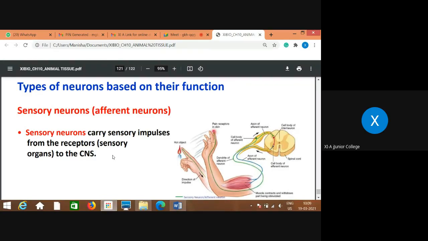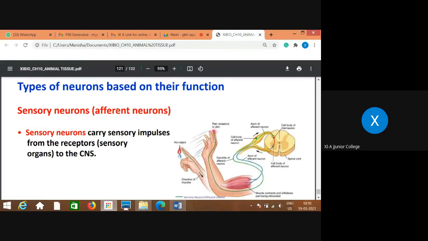Now in this diagram, it is shown that this is a hot object, and when your skin comes in contact with this hot object, what happens? That is received by your skin, that means the touch, the pain receptor of the skin, and then it is received by that sense organ, that means the skin, and passed to the central nervous system.